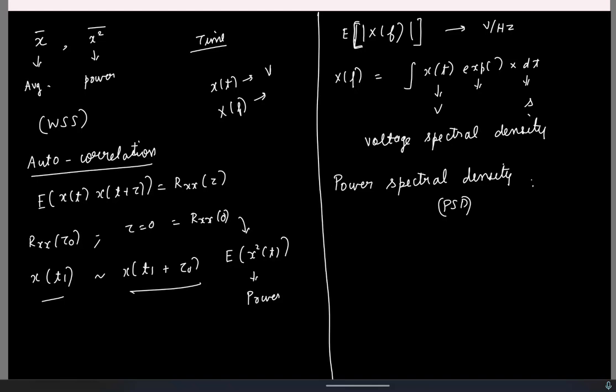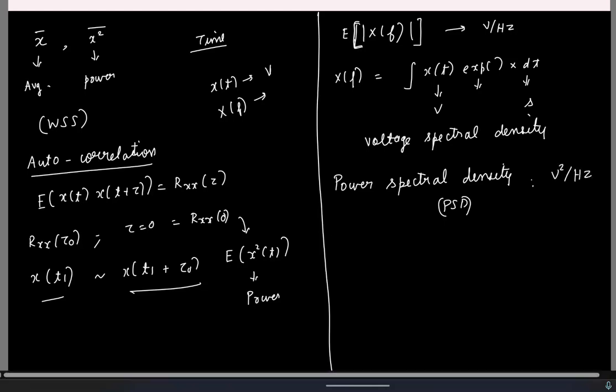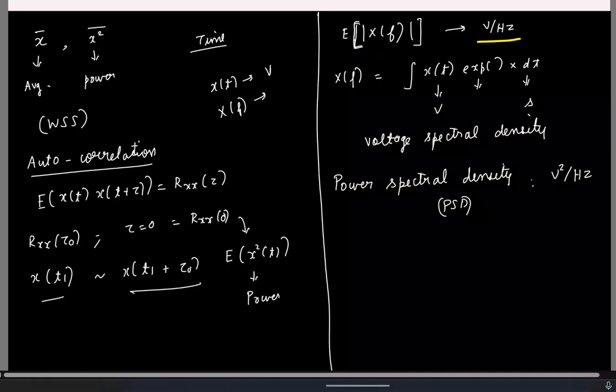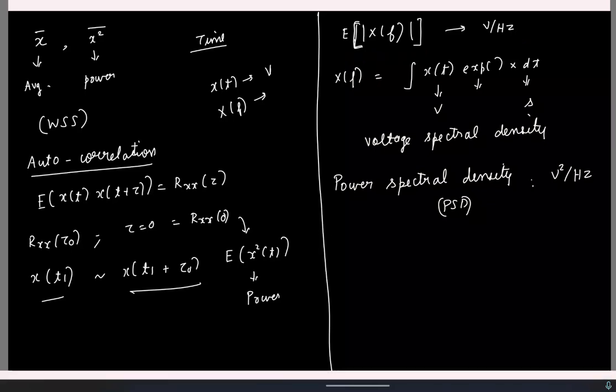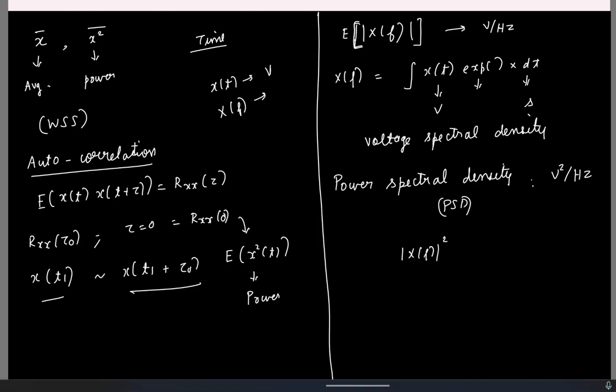Voltage spectral density has units volt per hertz; power spectral density has volt square per hertz. Now I see that the expected value of this gives me volt per hertz. I want to get something which is volt square per hertz. How can I get it? Okay, that's a good start. If I take a square of this, what will be the effective units? Volt square per hertz square, right? But I want volt square per hertz. What is the additional thing I have to do? I have to divide by something which has dimensions of time, and it turns out to be the time for which you observe the signal. And this is the expected value. Ideally you want to observe the signal for infinity. So it turns out this is how the power spectral density is defined.